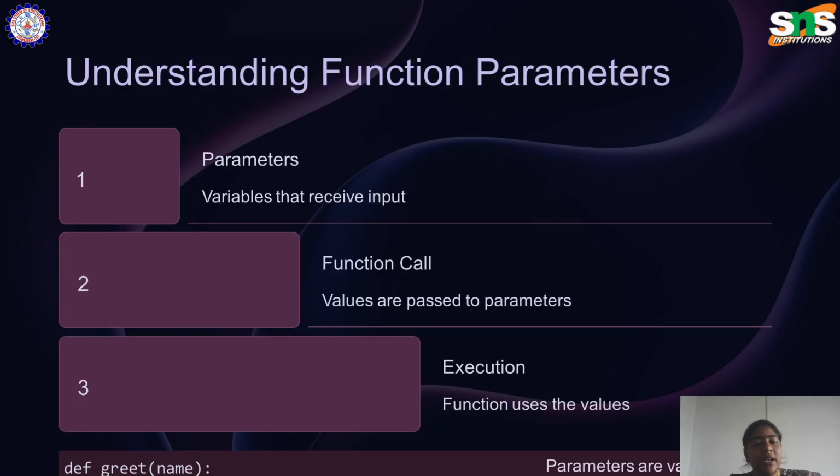Okay, next, understanding function parameters. Parameters are variables that receive input values when the function is called. In our previous example, name is a parameter that receives the value Alice. Here is another example. def greet of name colon print hello comma name. In this example, greet is a function that takes one parameter, name, and prints a greeting message. greet of Alice will give the output hello Alice. The greet function is called with the argument Alice and it prints hello Alice.